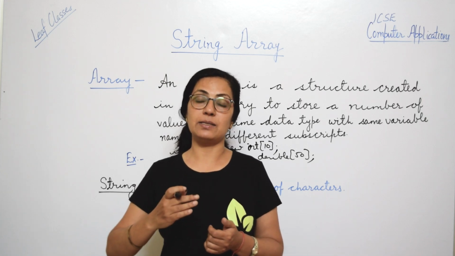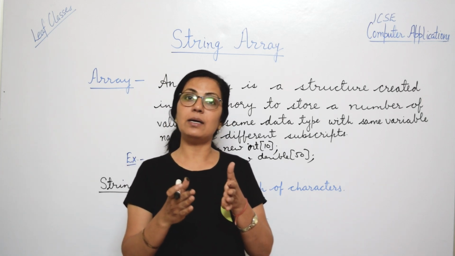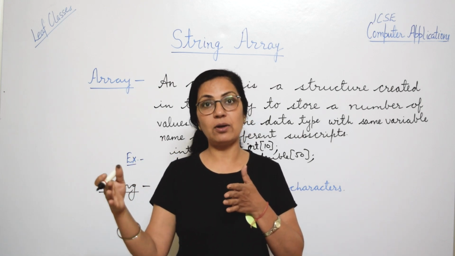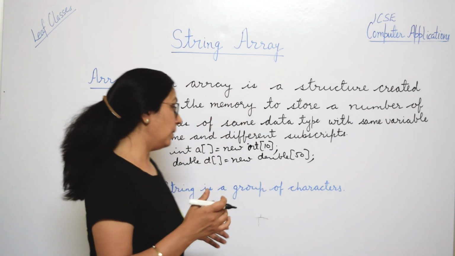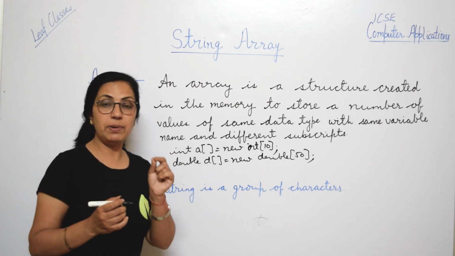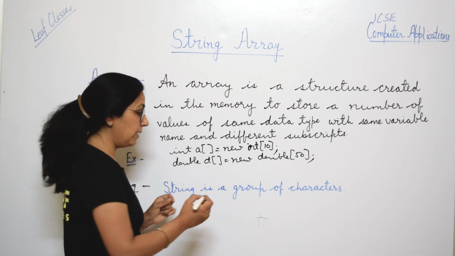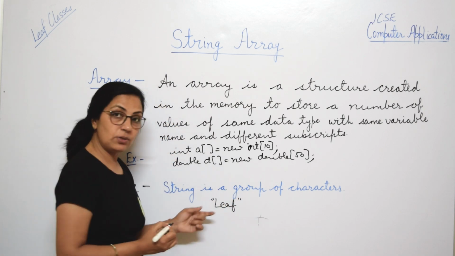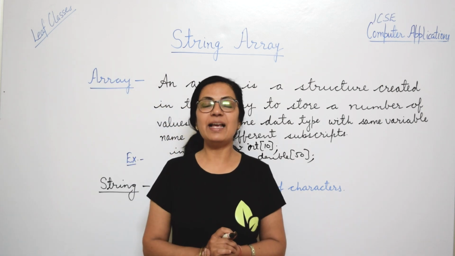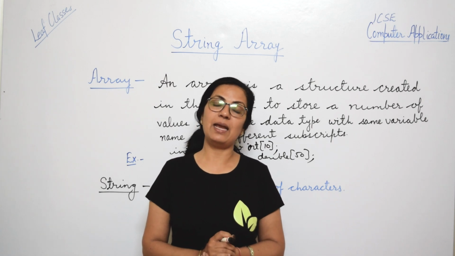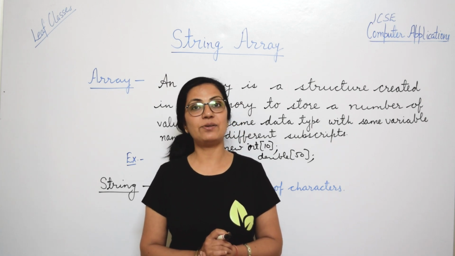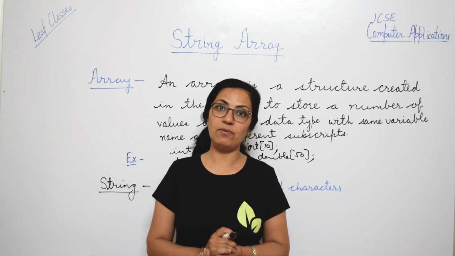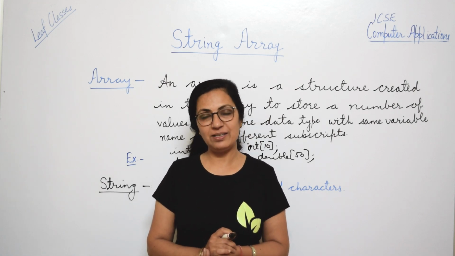Now string arrays, that means we create the structure in the memory to store a number of string values. So how you will be doing? Always remember that string constant is always enclosed in double quotes. Say leaf. This is a string constant, right? Now children, I'll tell you how to declare a string array, how to initialize the elements in string array, and how to input the elements in string array, and then we will be doing the programs also on string arrays.